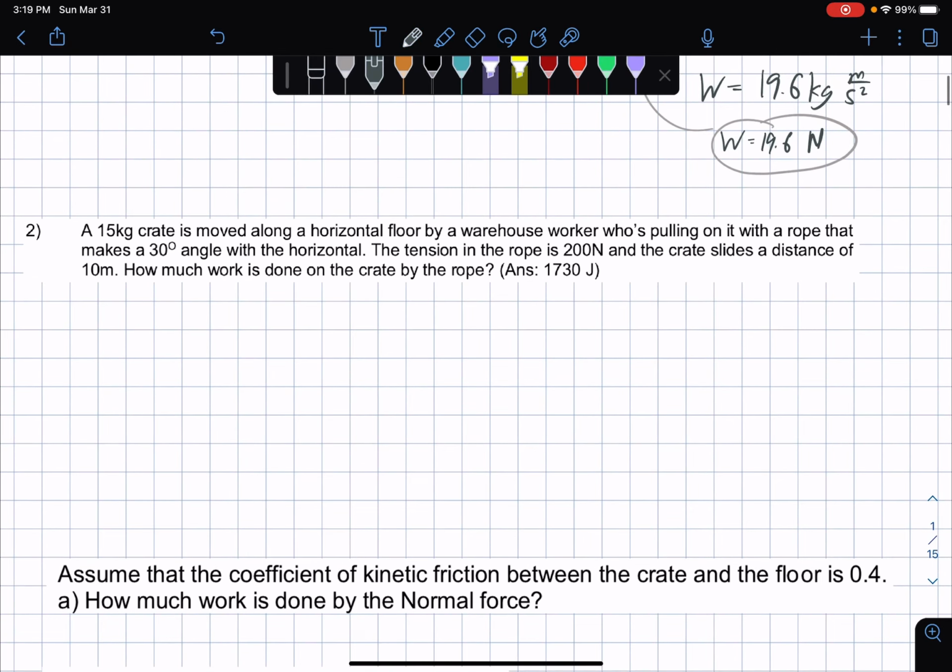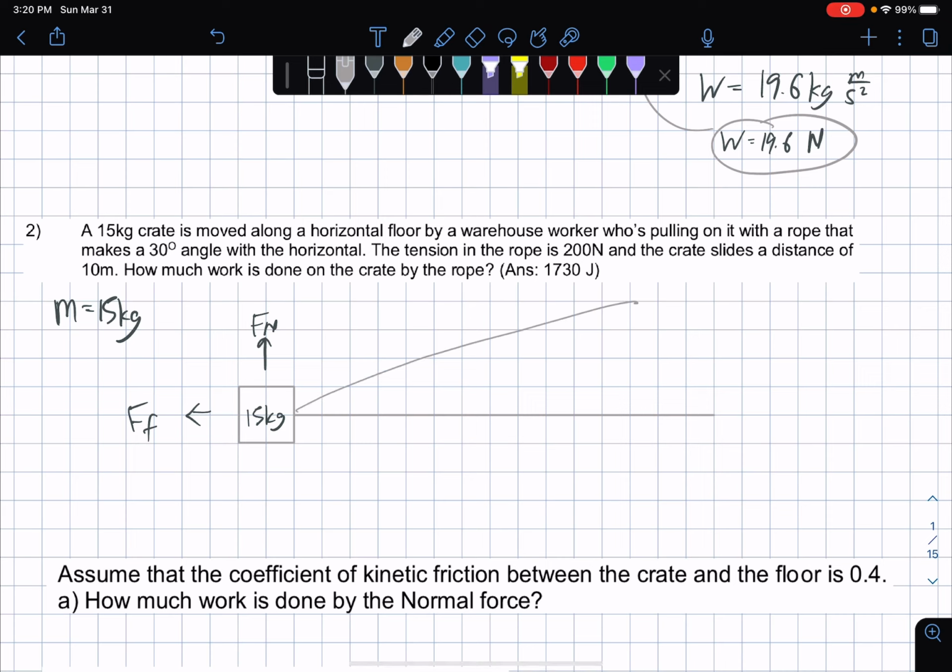Okay, so we have a mass of 15 kilograms. A 15 kilogram crate is moved around a horizontal floor by a warehouse worker who's pulling on it with a rope that makes a 30-degree angle with the horizontal. Okay, so let's draw the crate first. For this kind of problem, we're supposed to draw an illustration just to be sure. So this is the surface. Let's write 15 kilograms here. In the free body diagram, we have our Fn, or the normal force, and we have the Ff.